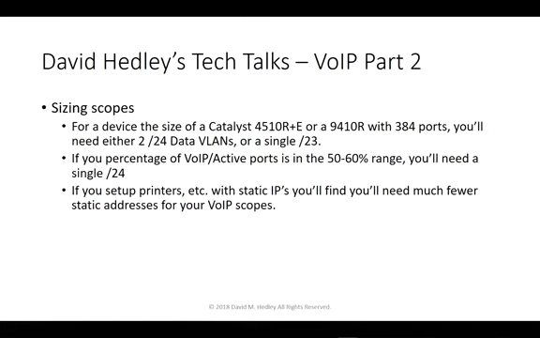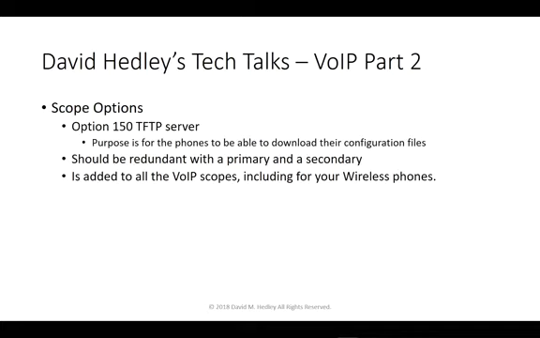Yeah, and of course, you really don't do static addresses on your voice scopes. When you're building out that scope, you've got to add option 150, which is a standard option in DHCP, the TFTP servers. And again, hopefully it's redundant, that you have a primary and a secondary.